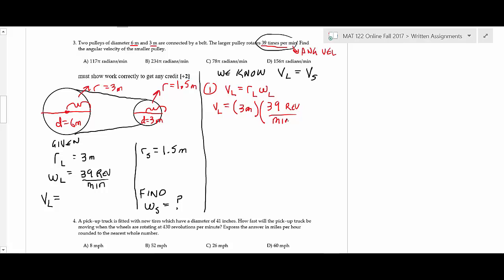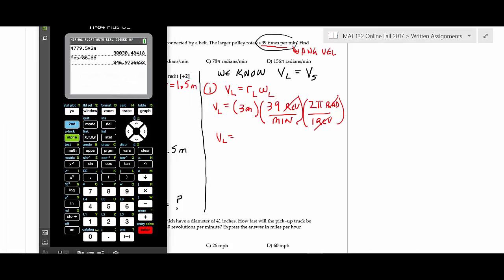But what we want is, you notice we need to change this into radians, okay, or the revolutions need to go into radians. So what I'm going to do is we know that 1 revolution is the same as 2 pi radians. Okay, and if you do that, the revolutions cross out. Radians is unitless, so now we're in meters per minute, which is what we would expect for a linear velocity. It's a distance over a time.